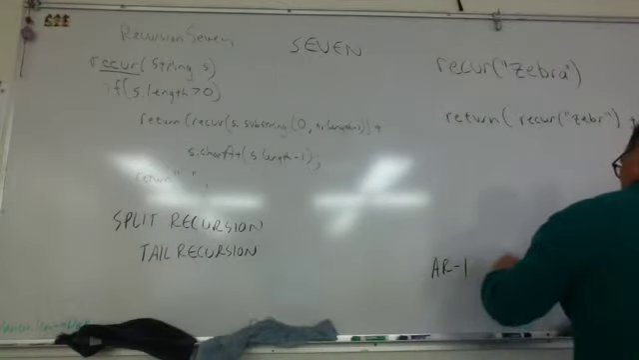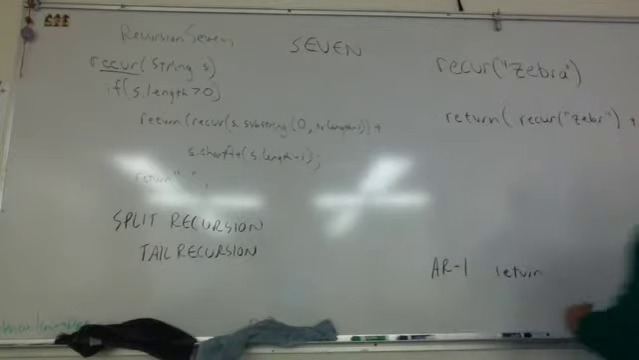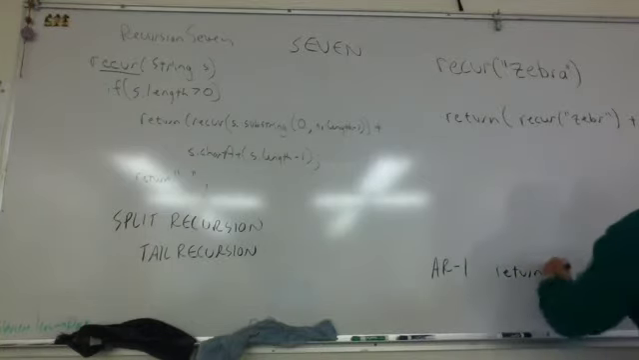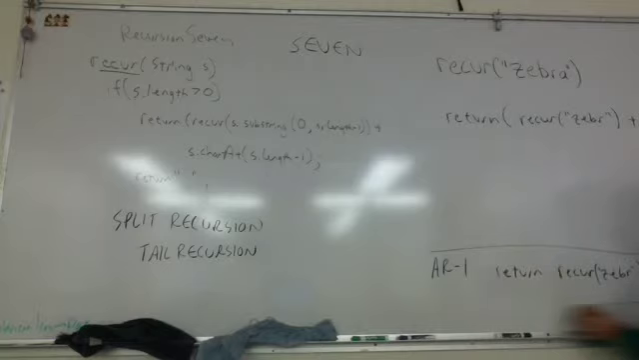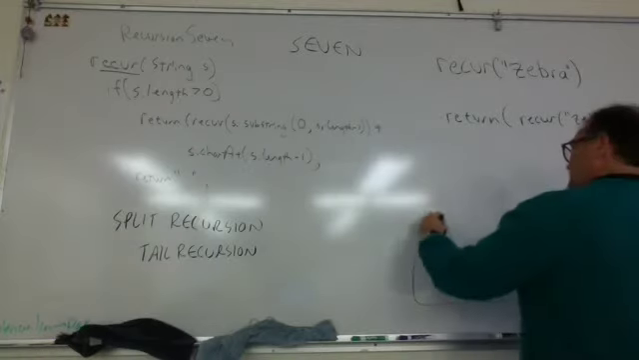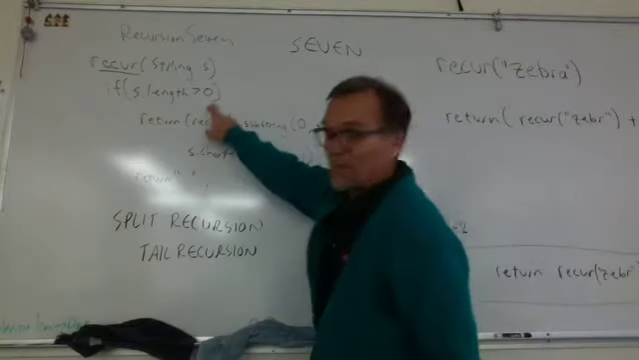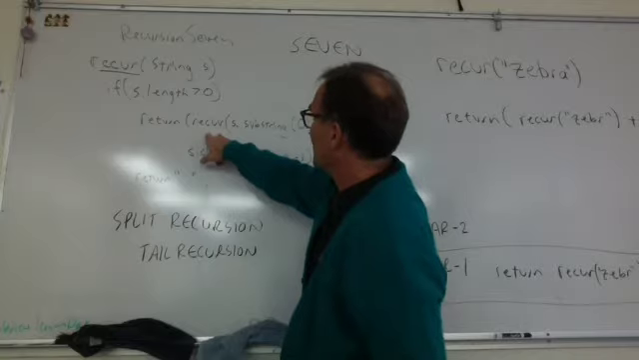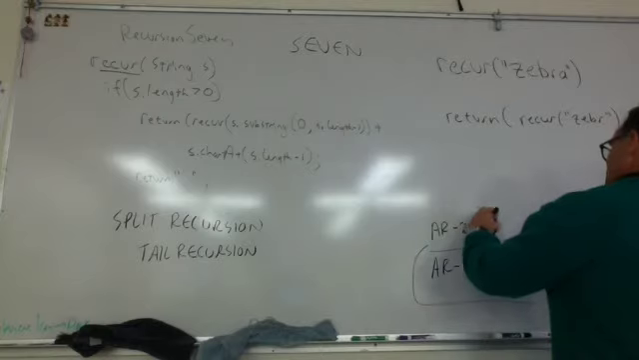So it's going to return the recur method with everything but the last character. So what happens then? Well, recur gets called again with ZEBR. That's going to be the second activation record. So we go in, the length is greater than 0, so we call recur again with the substring of the substring.